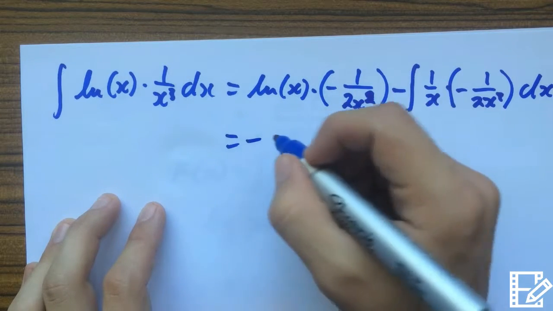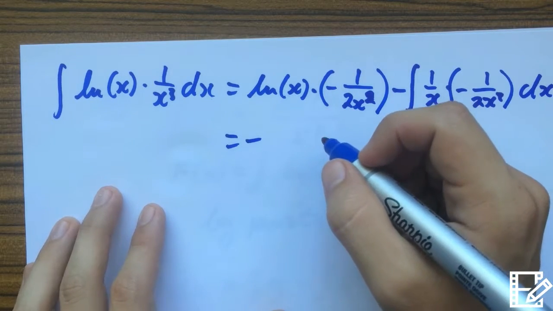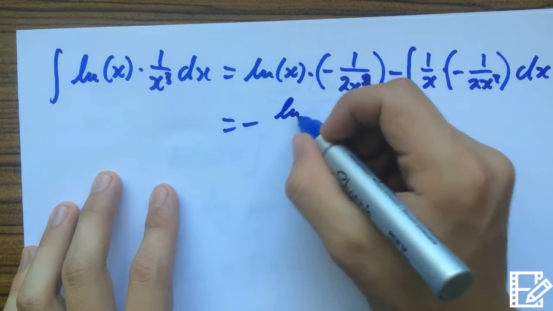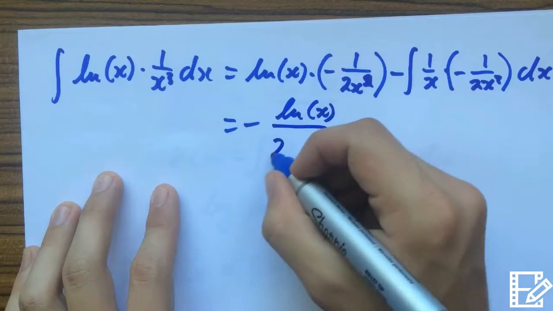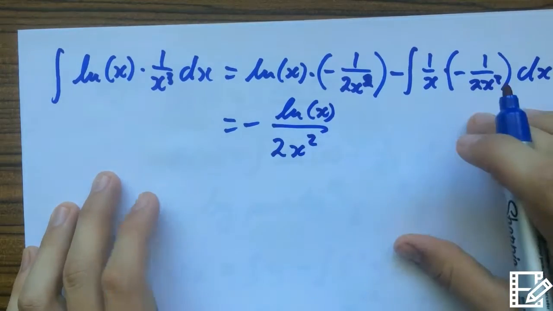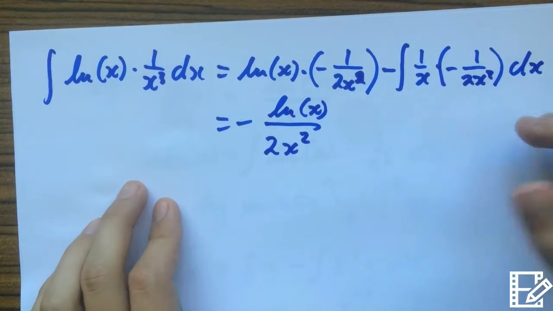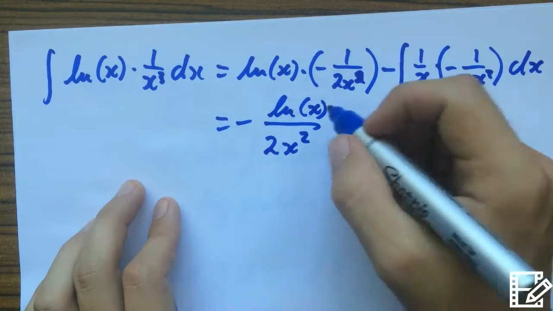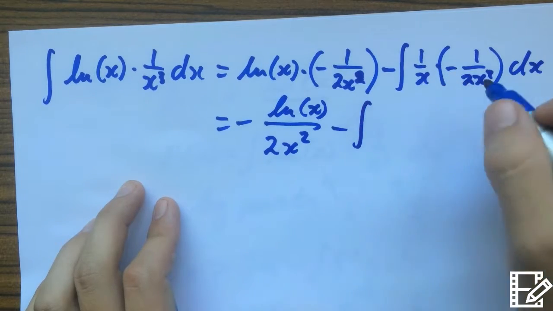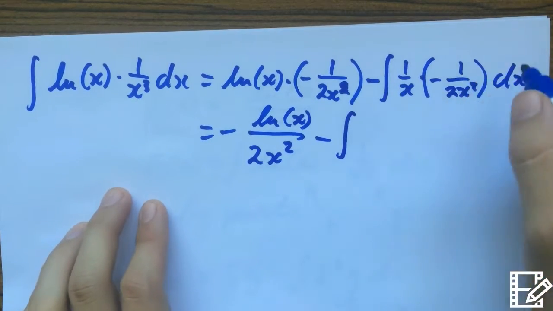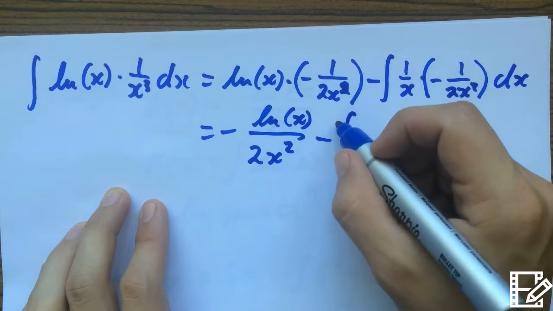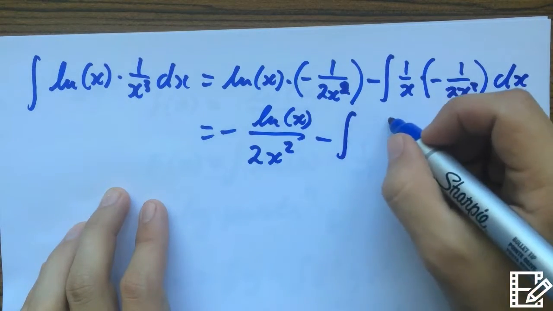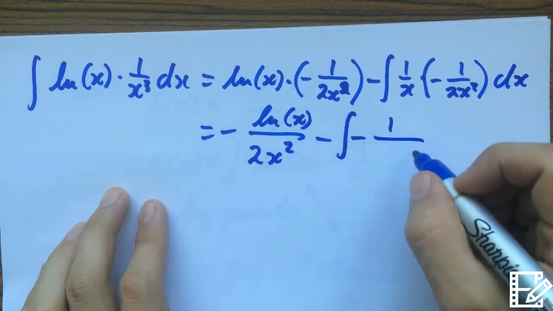So this bit will just simplify to negative ln of x on 2x squared, and this bit, find the integral of, well, here we'll have to bring, I don't know if you can see it, but I'll just write it out anyway, makes sense, I won't gibberish too much.